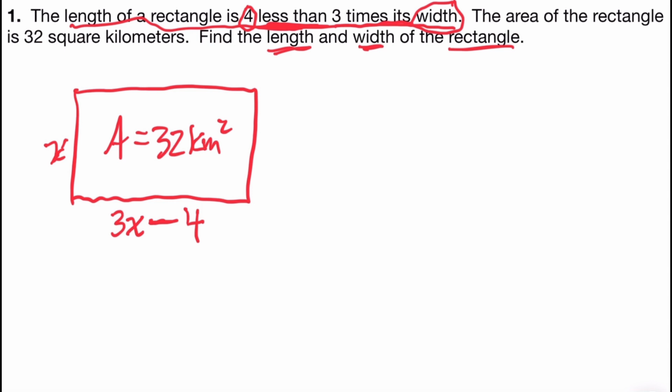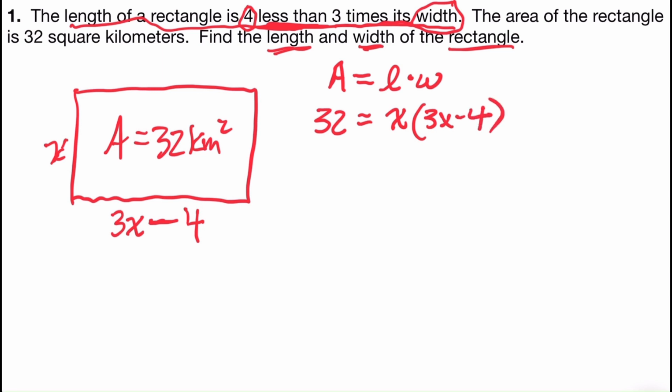Now I can write my equation. I know that the area of a rectangle is equal to the length times the width. And so the area we know is 32, so we'll substitute that. And the length times the width will be x times 3x minus 4. So now we'll solve the equation. On the right side, I have a distributive property, which I'm going to do first. So 32 is already simplified on the left. x times 3x is 3x squared, and x times negative 4 is negative 4x.